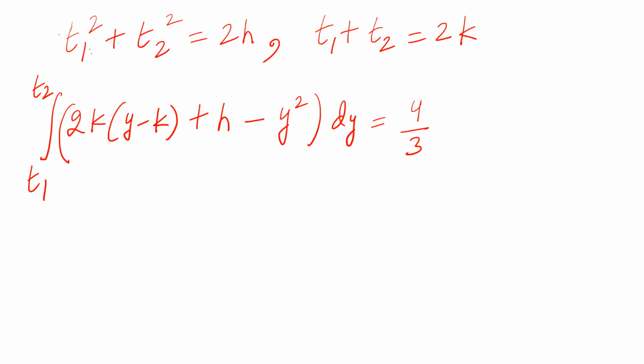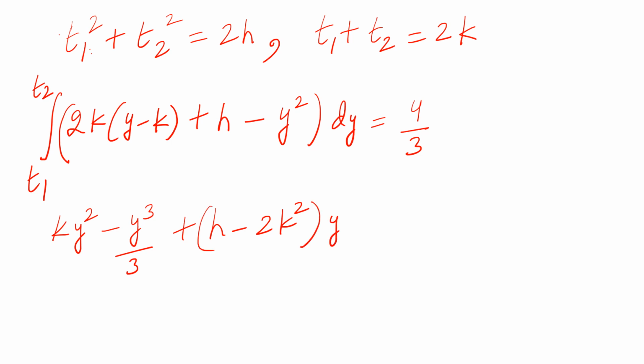Now the left side of this equation can further be written as 2k into y square upon 2, which becomes ky square, minus y cube upon 3, plus (h minus 2k square) into y, and the limits are from t1 to t2, and this value is 4 upon 3.